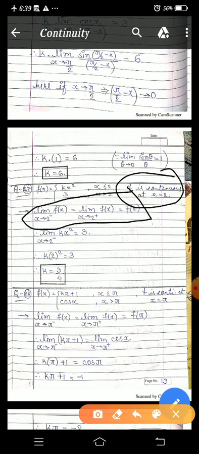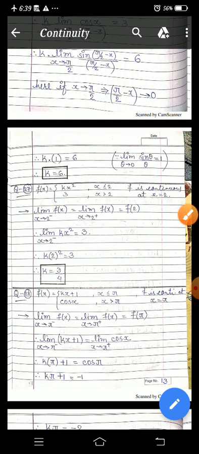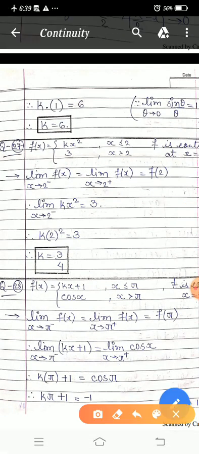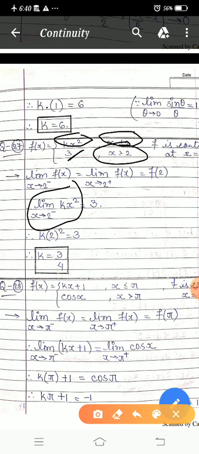That means limit x tends to 2 minus. Why are we taking 2 minus? Because it is given that whenever x is less than 2, the function will be kx square. So that will be the left hand side limit, and the value for x greater than 2 is 3. So on the right hand side we are directly taking that 3.